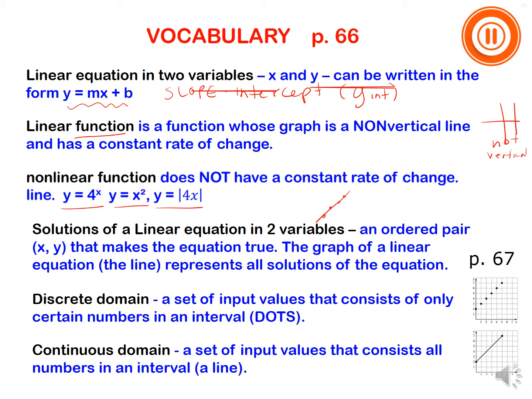Those are the solutions. A discrete domain is a set of points. It means that the values in between are not solutions. Okay, and we'll talk about these more as we go on. And then a continuous domain is that every point on the graph is a solution of that line or that equation. So push pause if you want to write those down.